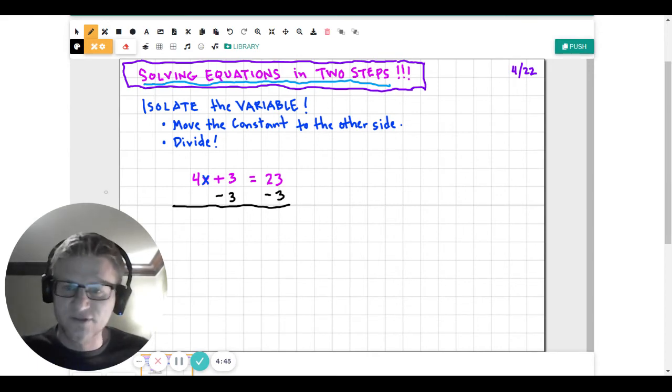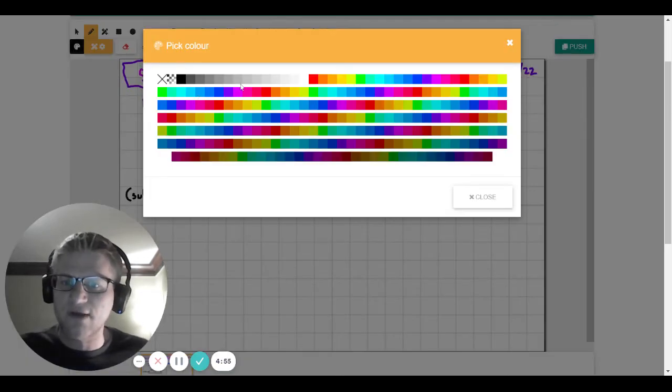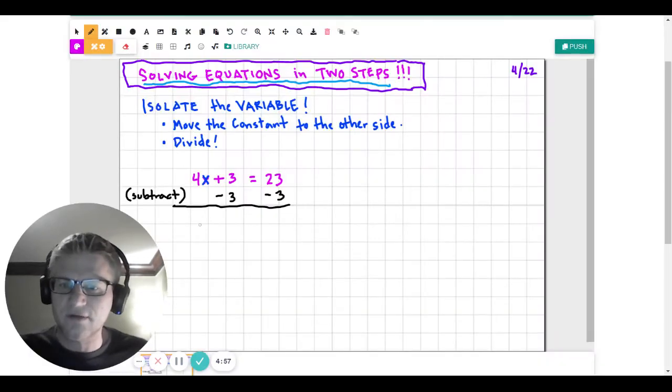Okay? And our first step then, as you can tell right here, I'm going to write this down. Our first step is to subtract. So please write that down. And then we're going to rewrite the problem. So I'm going to rewrite what we had. We're going to bring down the 4x. And we're going to look at that plus 3 and minus 3 and know that it goes away. That's gone. We're going to bring down our equal sign.